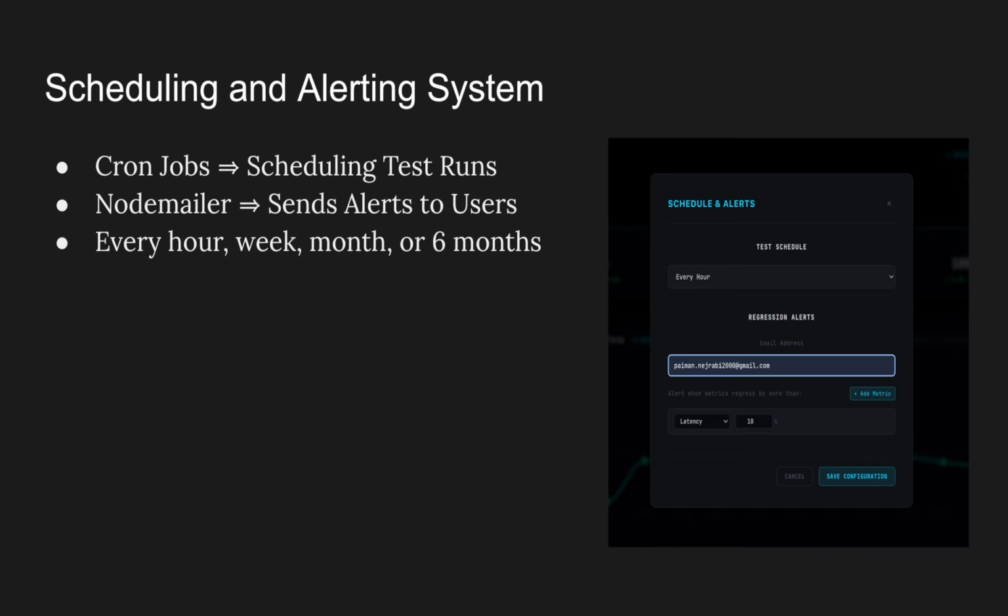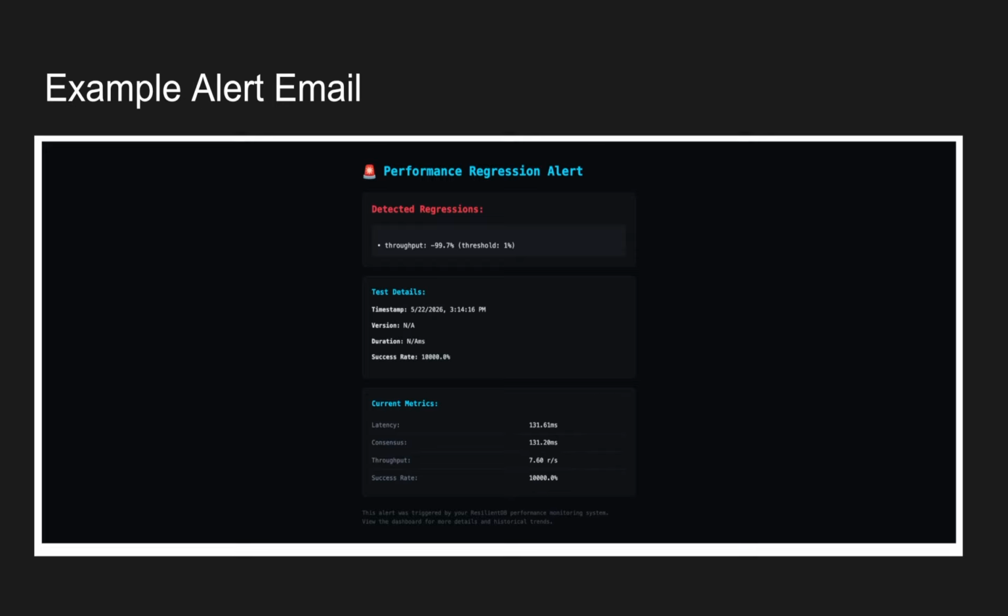And if there is any regression and the latency has increased over 10%, they will receive an email letting them know that there was a regression detected in the system. And this is an example of an email someone would receive if there is a performance regression in the system.